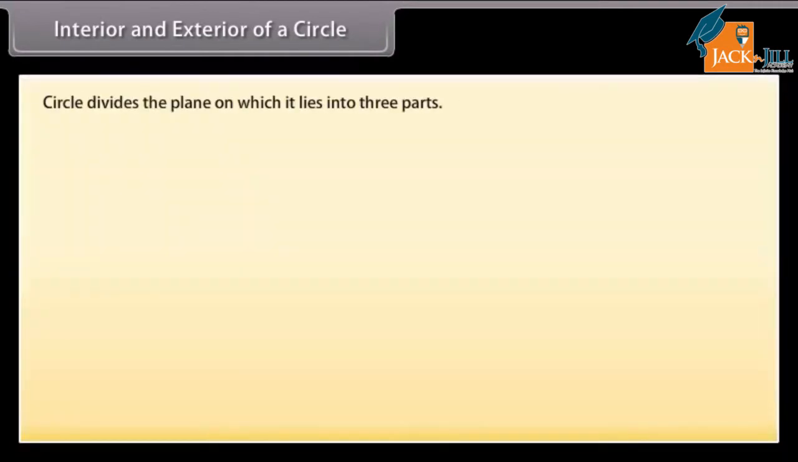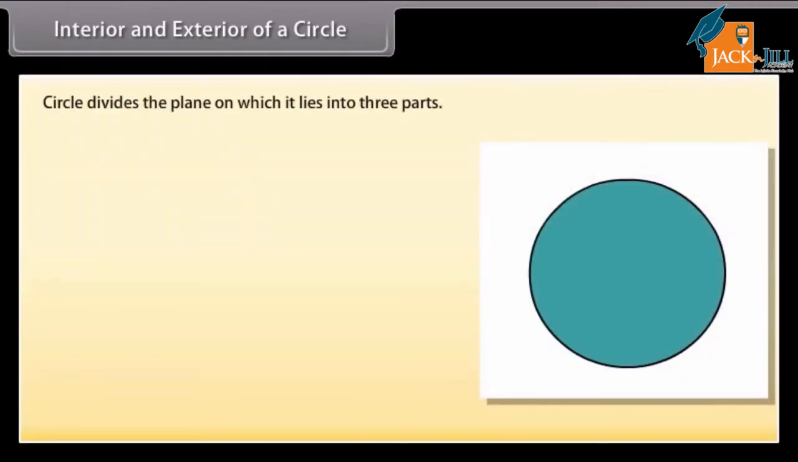Interior and exterior of a circle. Circle divides the plane on which it lies into three parts: interior, exterior, and circular region. Let's go through them one by one.